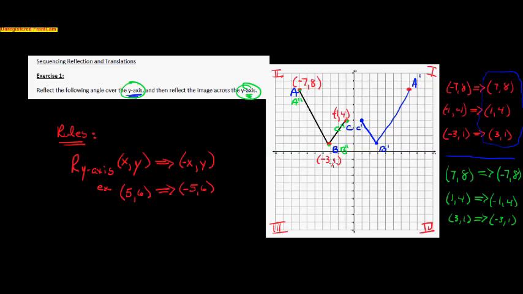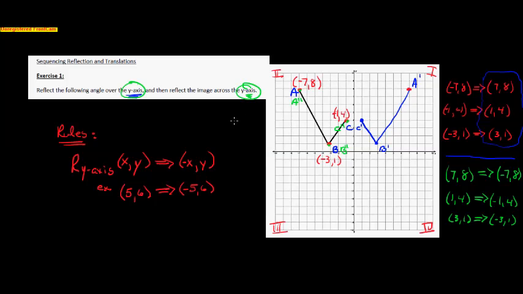Well, what we notice is that a reflection over the y-axis and then a reflection over the y-axis again gives you the same shape, the original shape. Alright, and that's going to be true if we do it over the x-axis. If you reflect over the x-axis, get an image, and then reflect over the x-axis again, you're mapping back to that original figure. Okay, so that's a conclusion that we can make.